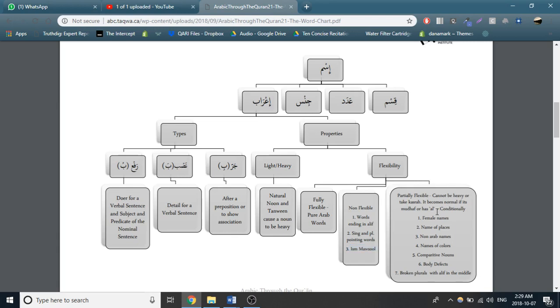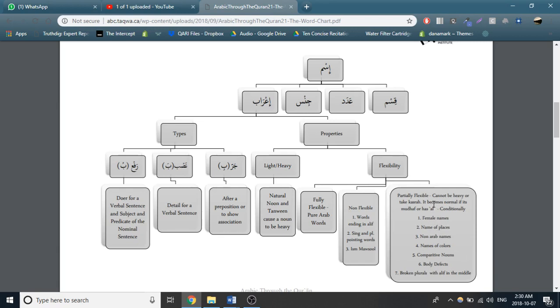So let's talk about partially flexible. Partially flexible are words that can't take on a kasra. So even when they're in a state of jar, they're going to have a fatha on top, right? And this applies to female names, names of places, non-Arab names, names of colors, and comparative nouns, and body defects, and finally broken plurals with an alif in the middle, right? So these types of words cannot be heavy, meaning they can't have tanween, nor can they take a kasra.